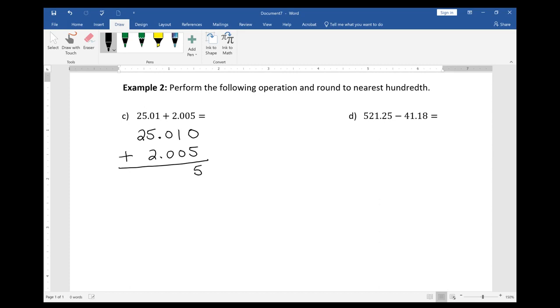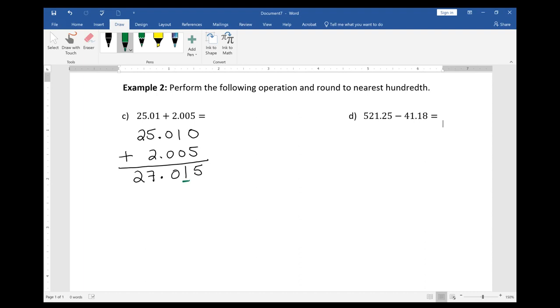5 plus 0 will be 5. 1 plus 0 will be 1. 0 plus 0 will be 0. Bring down the decimal point. 5 plus 2 would be 7. And then bring down the 2. So our result will be 27.015. So now we want to round to the hundredths place.